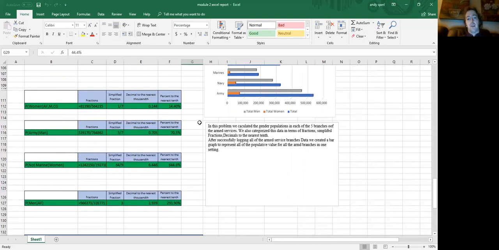Now, in this problem, we calculated the gender population in each of the 5 branches of the armed services. We also categorized this data in terms of fractions, simplified fractions, and decimals to the nearest tenths. After successfully logging all of the armed service branches, we created a bar graph, which is there on the very top, shown right here, and represents all of the population values for all of the armed branches in one setting.